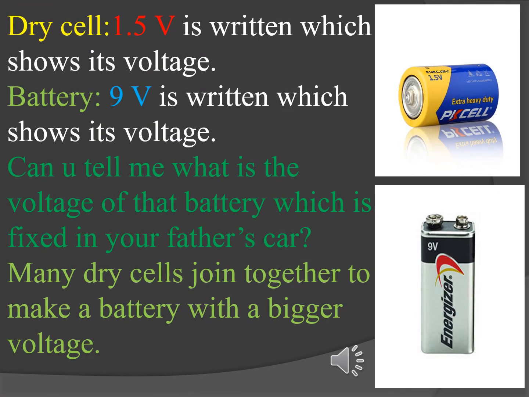Dear students, maybe you have observed, on a dry cell, 1.5 volts is written which shows its voltage. Similarly on this small battery, 9 volts is written, which shows its voltage. Can you tell me what is the voltage of that battery which is fixed in your father's car? And you know that many dry cells join together to make a battery with a bigger voltage.